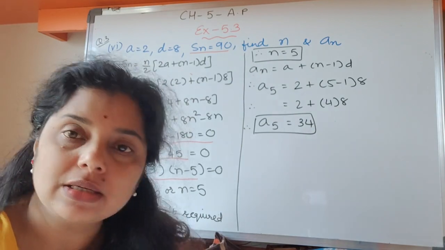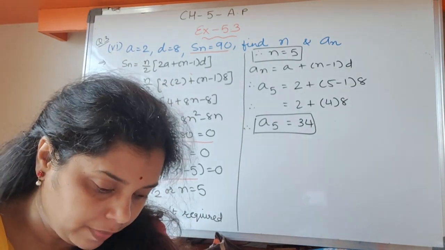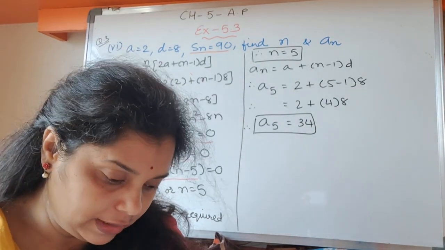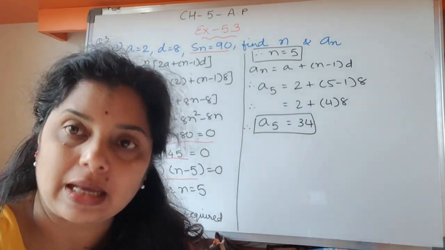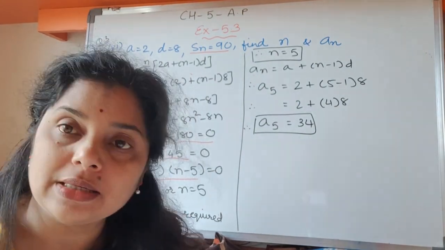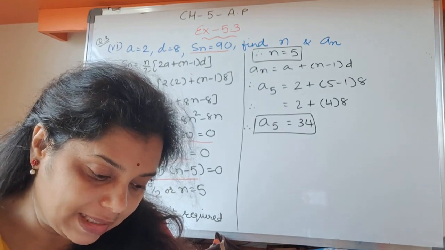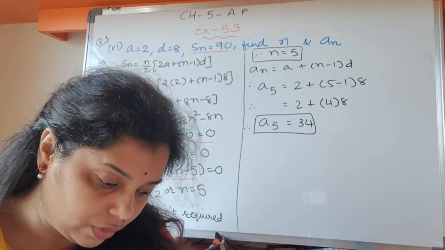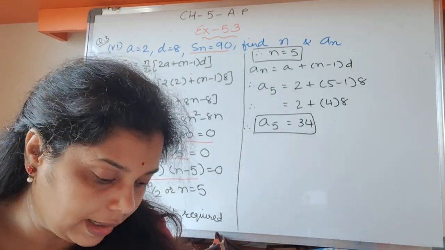Now let's discuss the seventh one. Here a is equal to 8, an is the last term, so an is equal to L is equal to 62, Sn is equal to 210. Find the value of n and d.